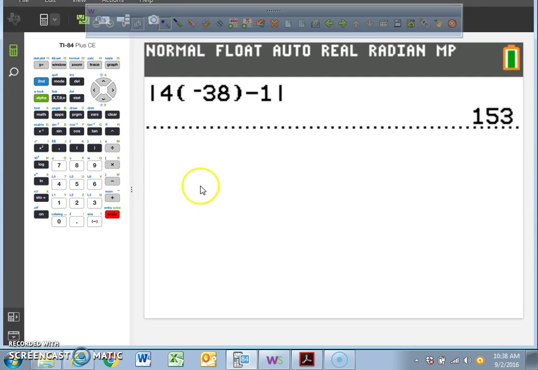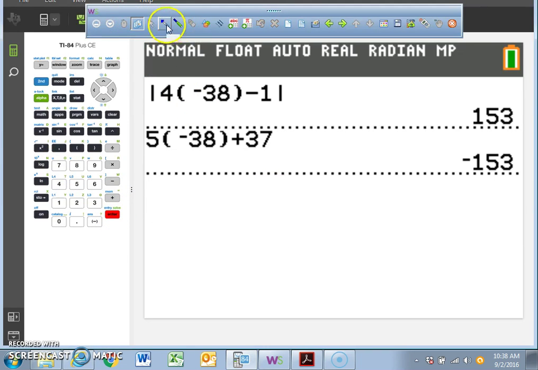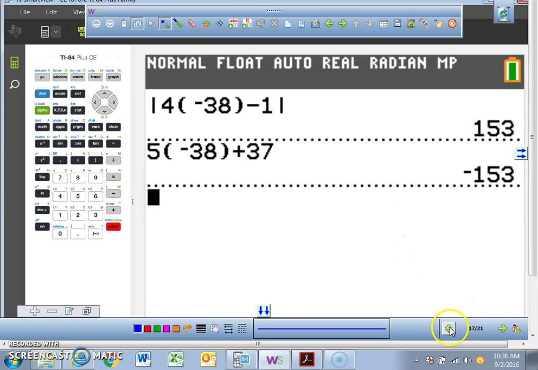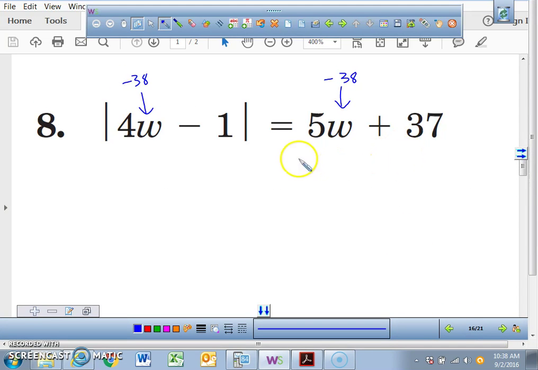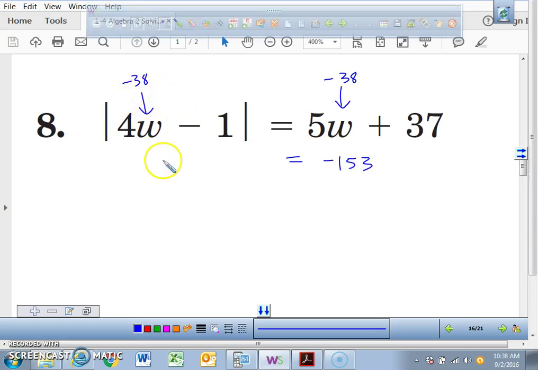Now, what was the other expression? The other expression was 5, open parentheses, negative 38, close parentheses, and what's after that? Plus 37. Plus 37, and I'm going to press enter. Wait a second. So this side, when I plugged in a negative 38, it was negative 153. But this side, when I plugged in a negative 38, it was a positive 153. Are those equal to each other?